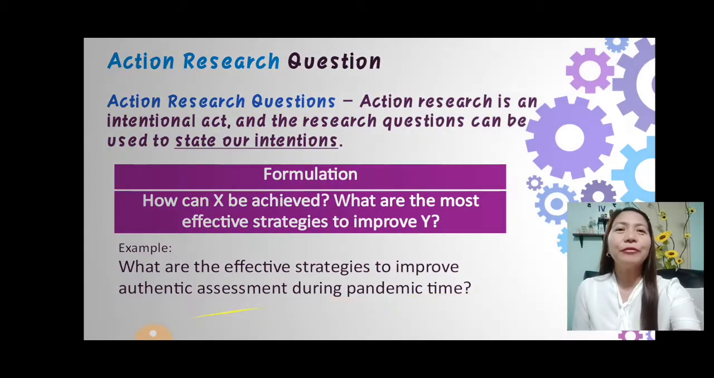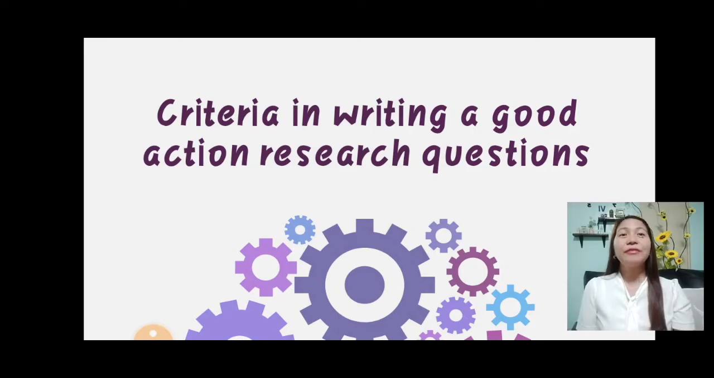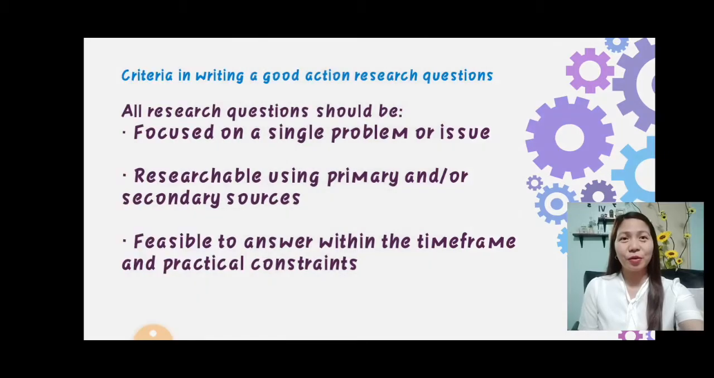Now, after knowing the types, we have the criteria in writing a good action research question so that we will be guided on how we are going to write an action research question. Number one, all research questions should be focused on a single problem or issue. You have to focus on it so that you can give more steady learnings and readings about it.